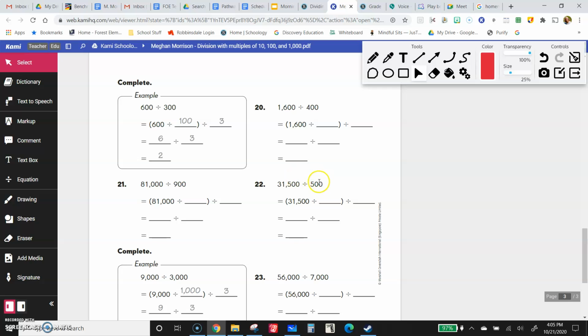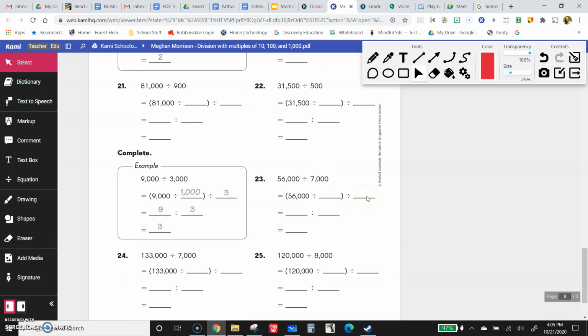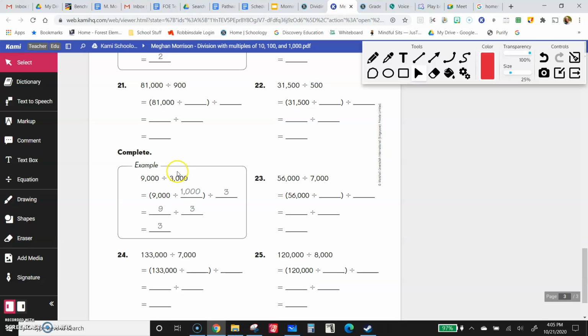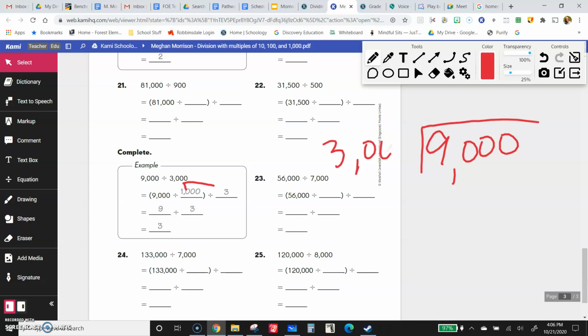So again, 500 can be broken up into 100 times 5. Same thing with these 1,000s. 3,000 can be split apart into 1,000 times 3, and then I'm just dividing by 1,000, and then I divide by 3 after that. It's just a simpler way, because setting up a big long division problem where I'm doing 9,000 divided by 3,000 might seem really overwhelming, but if I have those zeros I can cancel out, then that simplifies that.